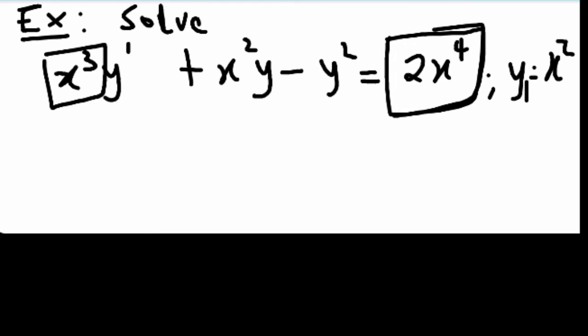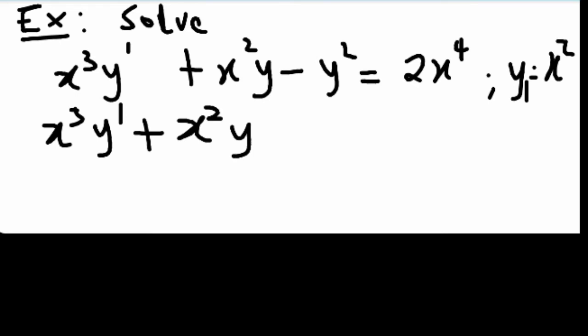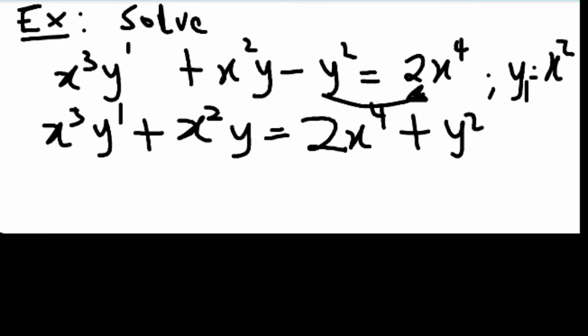So I will try to put it in the standard form of the Riccati equation. What do I have? I have x cubed y prime plus x squared y is equal to, a function of x alone first, 2x raised to power 4 plus y squared. So I just took this to the side. That's all. And we see that this is a Riccati equation.